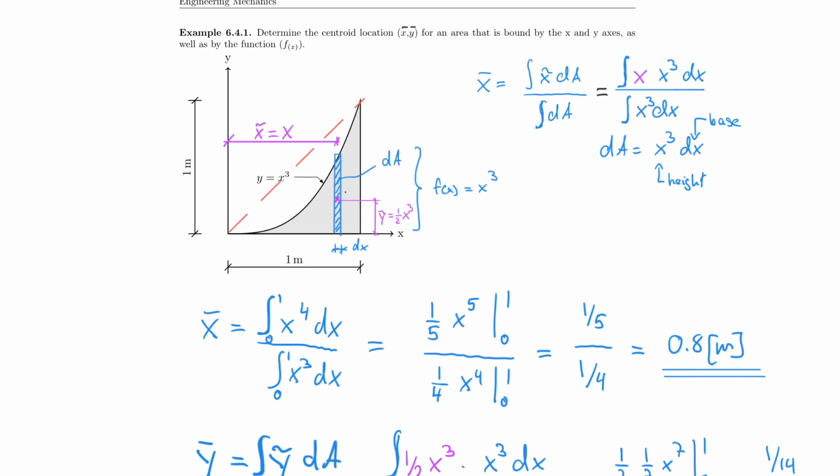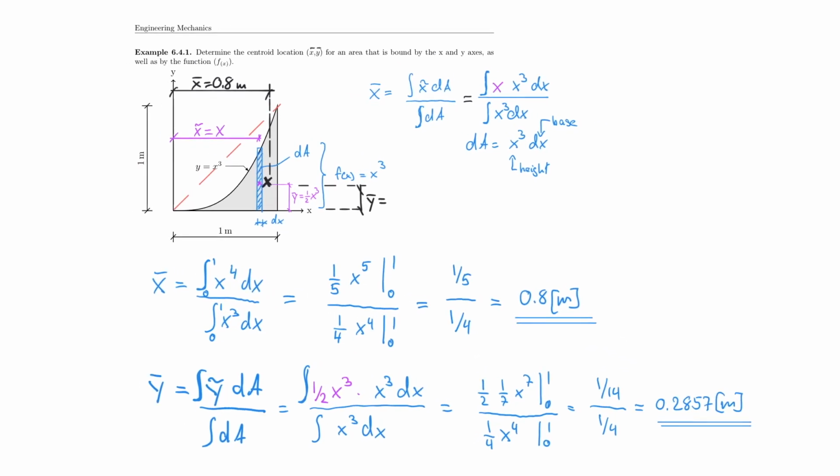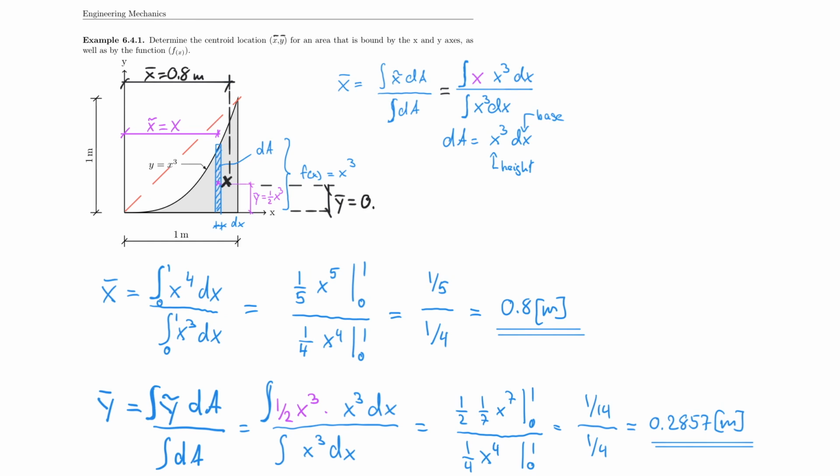So let's say I pretend it's right there. I need to clearly identify that the distance here would be equal to 0.8. X bar is equal to 0.8 meters. And then last but not least, the distance down here would be y bar, which we calculated to be 0.2857 meters. And that is the final answer to the problem.